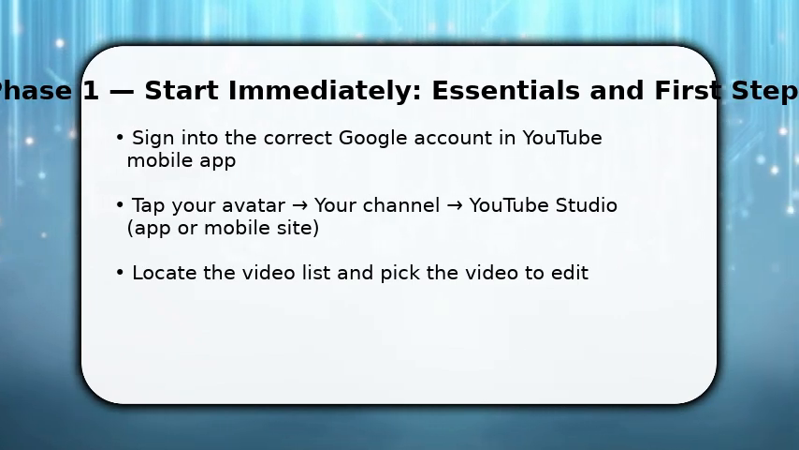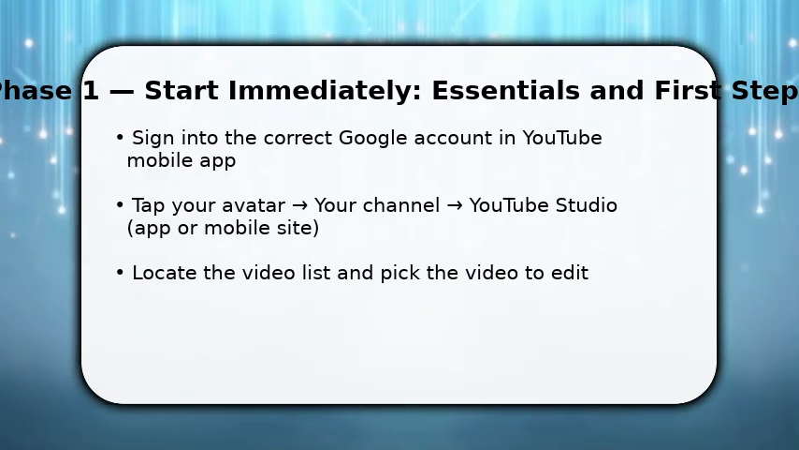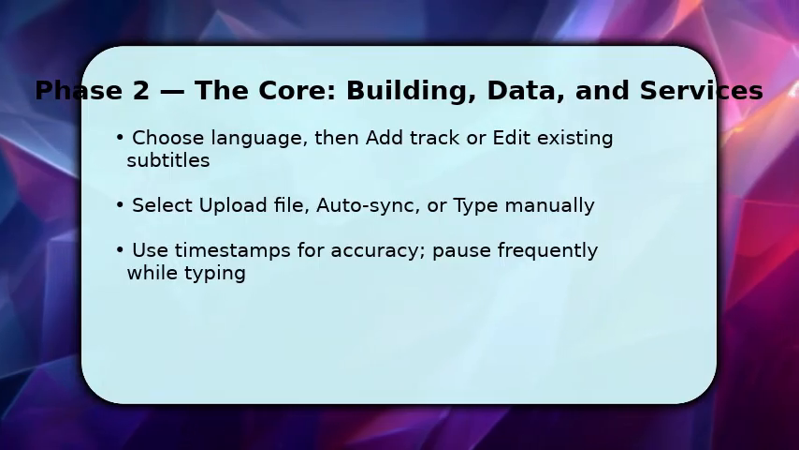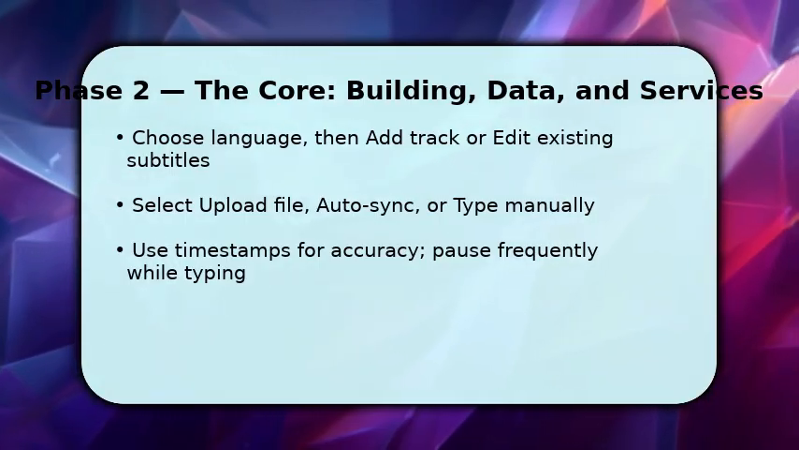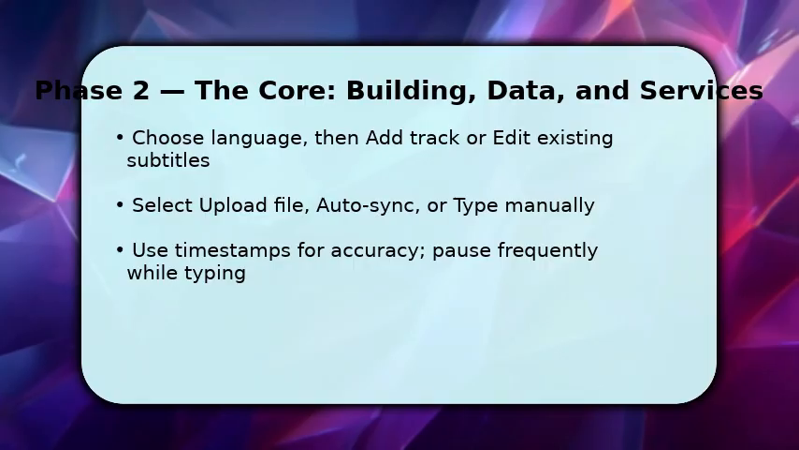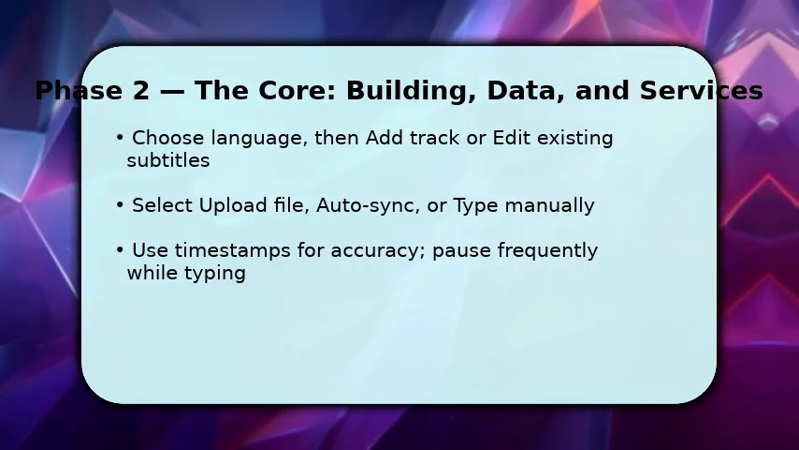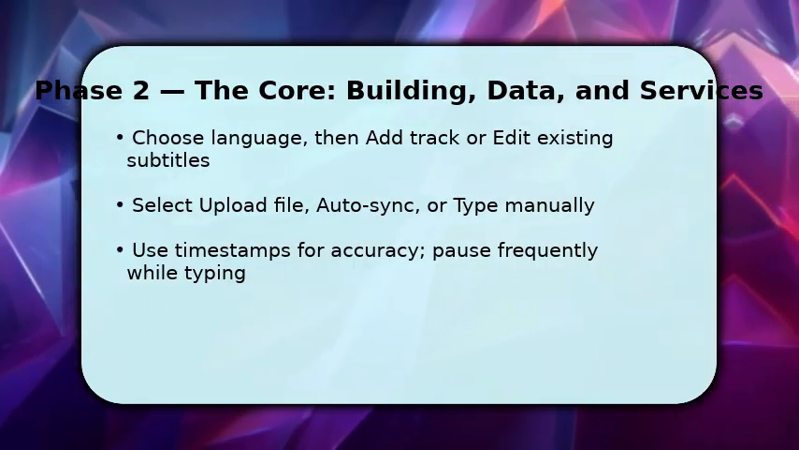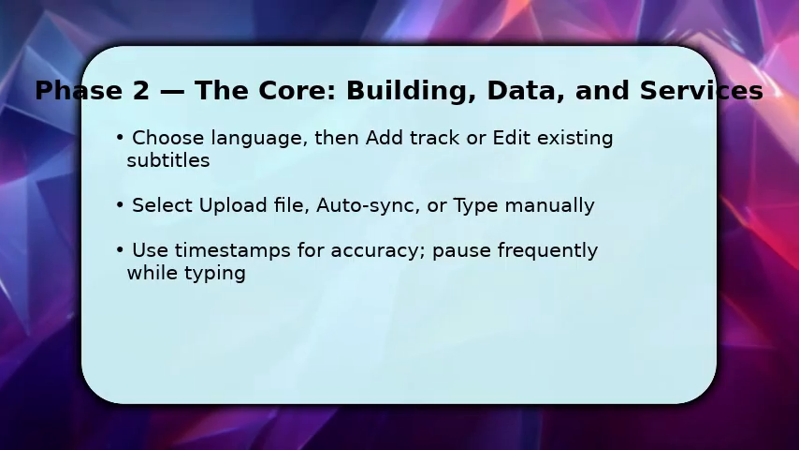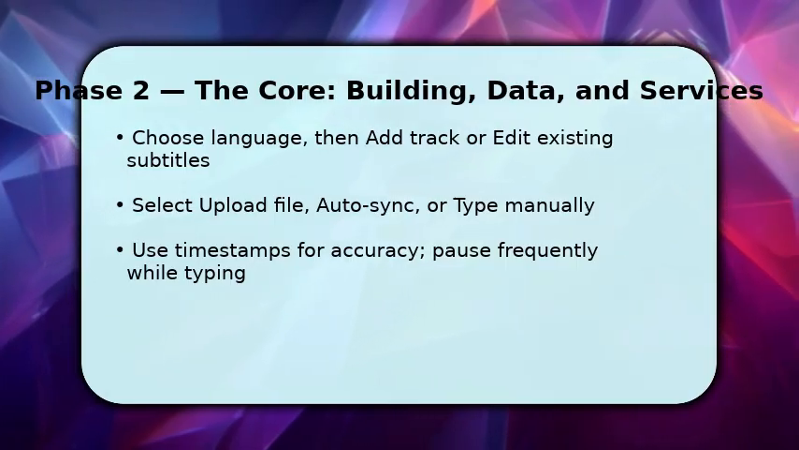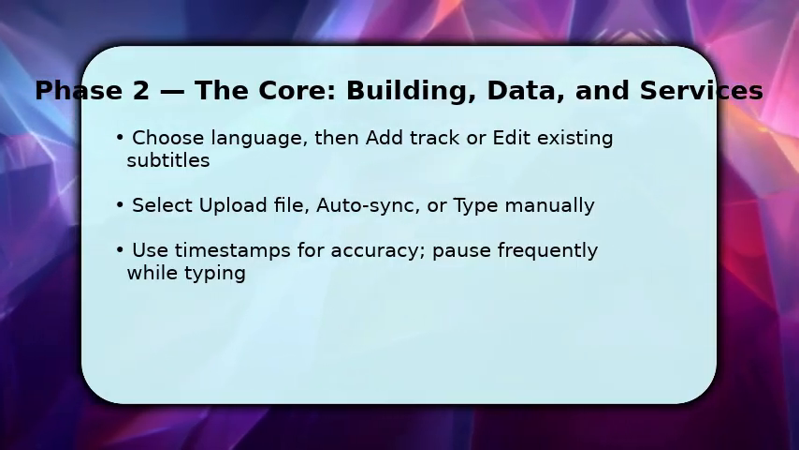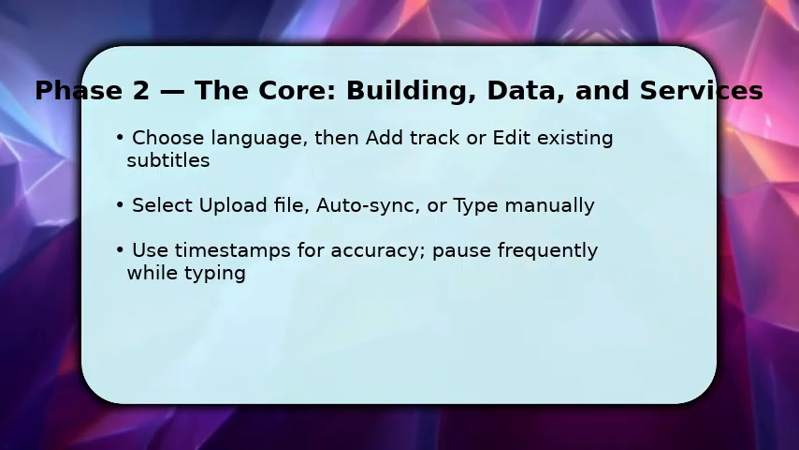You now choose how to create captions: upload a file, auto-sync your transcript, or type directly. If you upload, select SRT or VTT for correct timing. If you auto-sync, paste a clean transcript and let YouTube align text to speech. When typing manually, play short segments, pause, and enter text with accurate punctuation so speech-to-text matches.